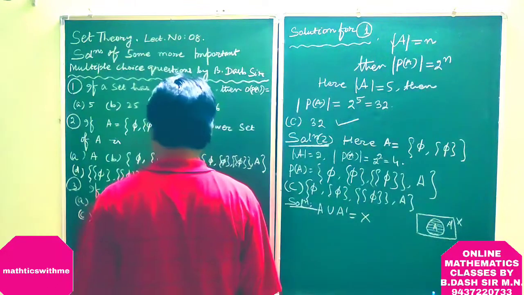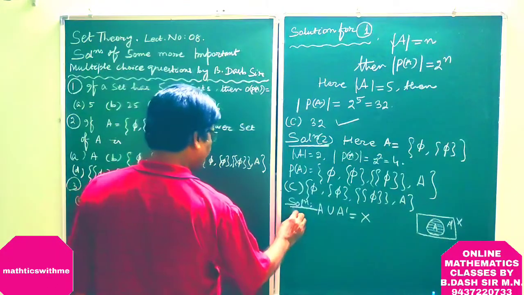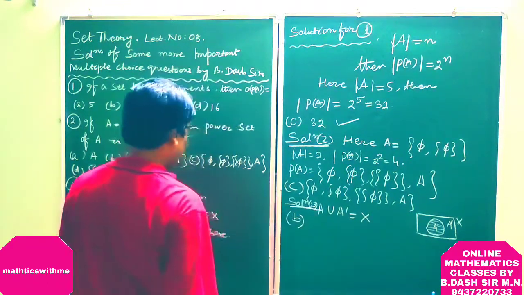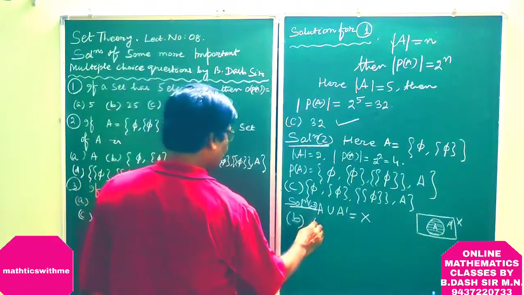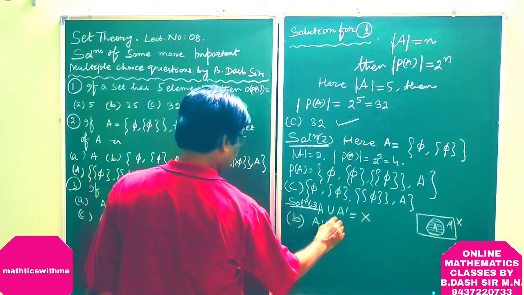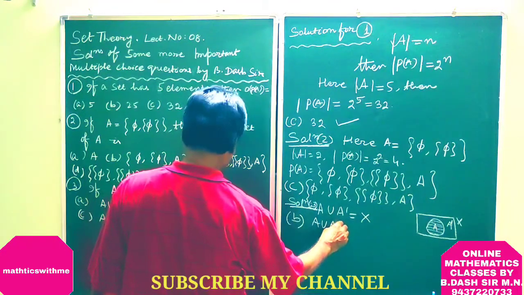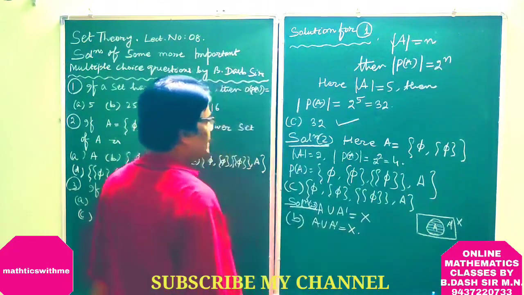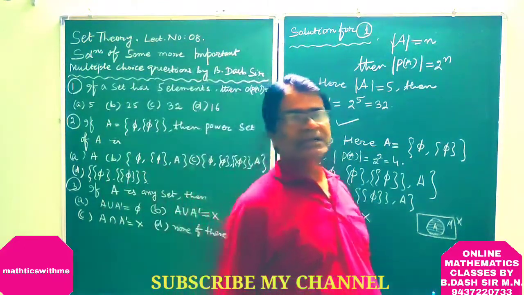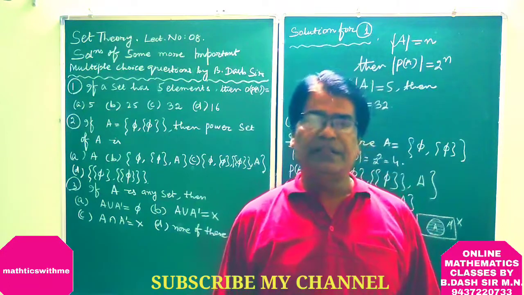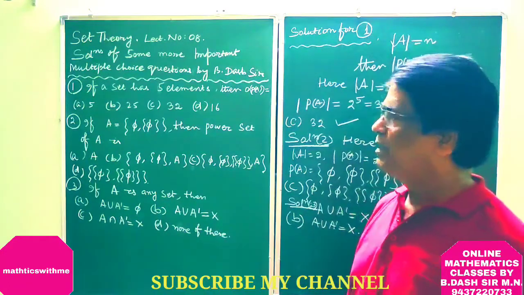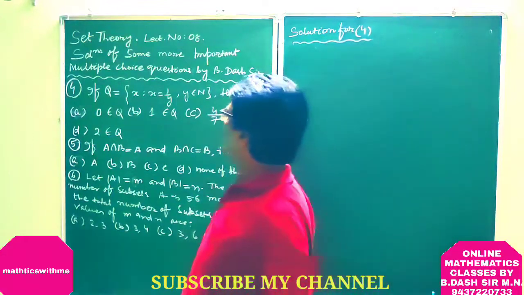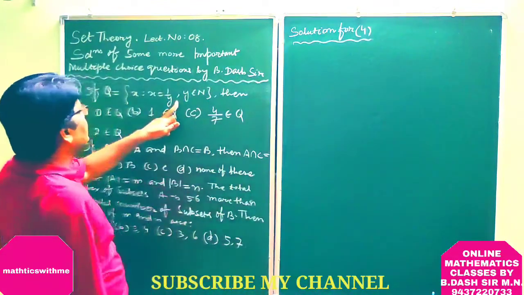So here the answer for question number 3 is option B, that is A union A dash is equal to X. So this is the answer. With this our third question is solved. Let us solve question number 4, in which Q is equal to the set of X such that X is equal to 1 by Y, Y belongs to N.